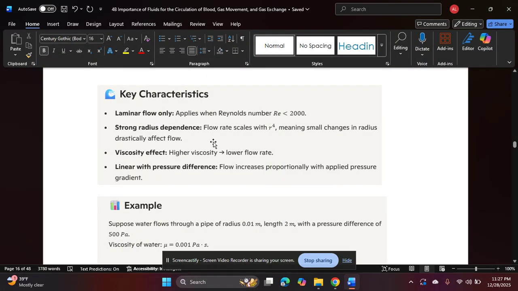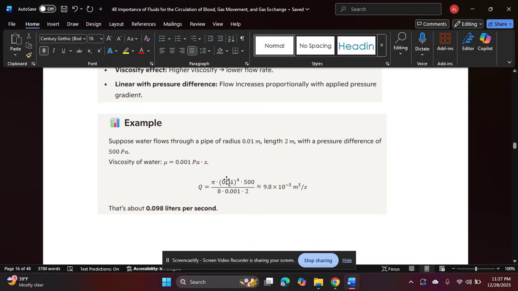Strong radius dependency: flow rate scales with r raised to 4, meaning small changes in radius drastically affect flow. Higher viscosity means lower flow rate, all right? Due to intermolecular forces, the flow rate is going to reduce. Linear with pressure difference: flow increases proportionally with the applied pressure gradient.